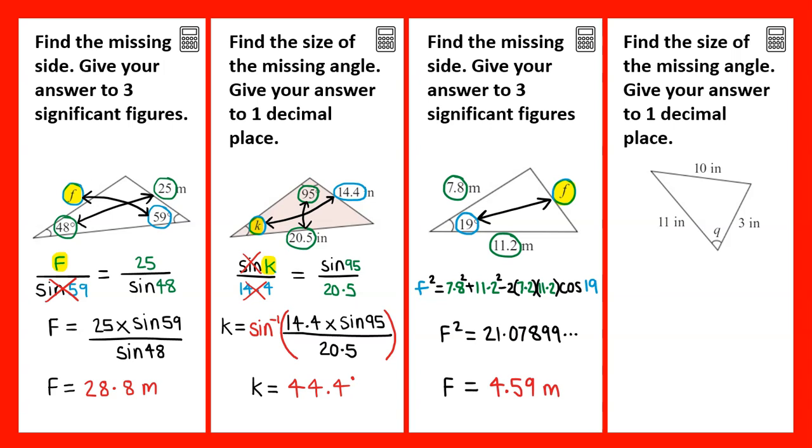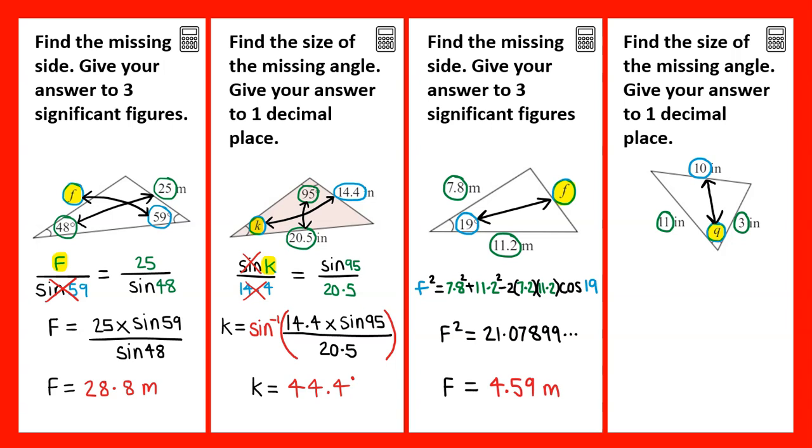For the last question, we're finding the size of the missing angle, labelled as Q. Notice how this is an unknown, but we have the opposite length. So we have one pair of opposite angle and length, where the other two lengths are known, meaning we'll be able to use the cosine rule to help us find this missing angle.